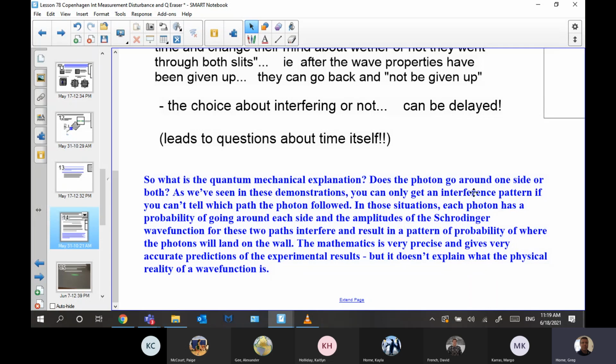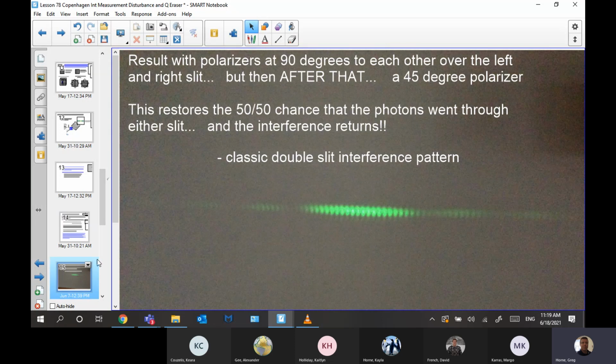As we've seen in demonstrations, you get an interference if you can't tell which path has been followed. So we set it up so you could tell, so the interference pattern disappeared. But then, go back in time here and see it come back in place, right? The polarizer restores that pattern.